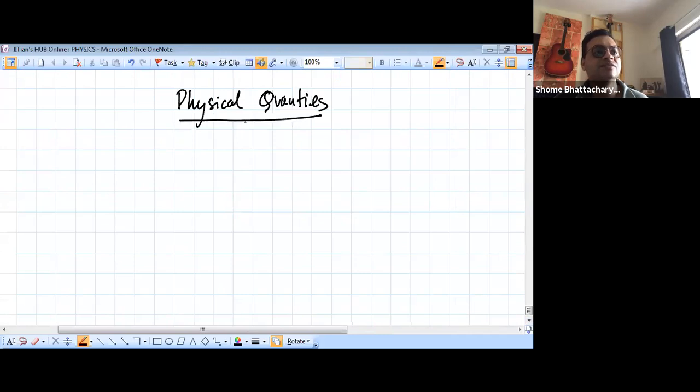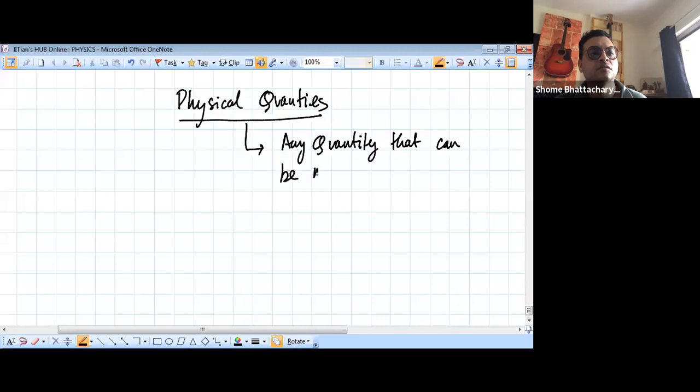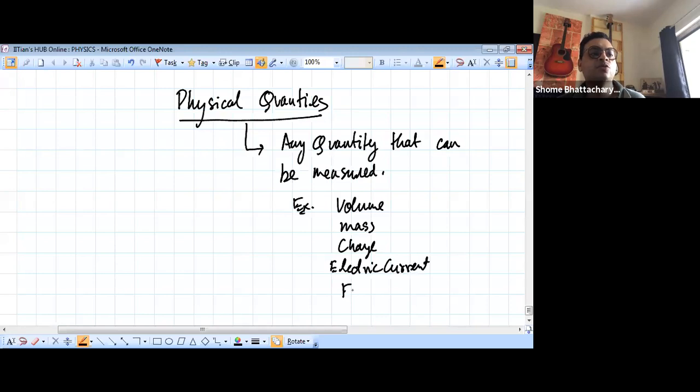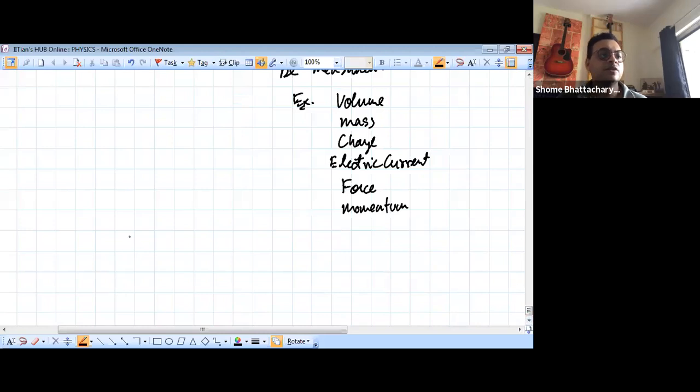Next, what is a physical quantity? When do we say a quantity is physical? When it can be measured. Any quantity that can be measured is called a physical quantity. For example, it could be volume, mass, charge, electric current, force, or momentum. Anything that can be measured is a physical quantity. But now I'm going to ask you something. On the one hand, we have a physical quantity called displacement.